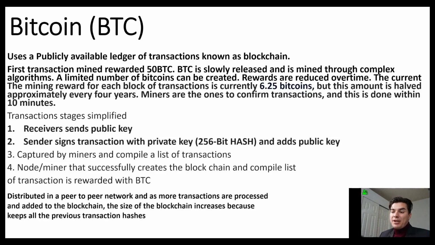Now that is captured by miners and they compile a list of all the transactions. Now the miner that successfully creates the blockchain and compiles a list of transactions is rewarded with the Bitcoin. So that's why there's an incentive for the miners to confirm these transactions as well. So they have two ways to earn the Bitcoin: confirm the transactions and also mine the Bitcoin. And because these blockchains just keep getting signed by these 256-bit hashes, the blockchains just keep getting larger over time, while the rewards for mining this Bitcoin was originally at 50, but is now at 6.25 Bitcoins.